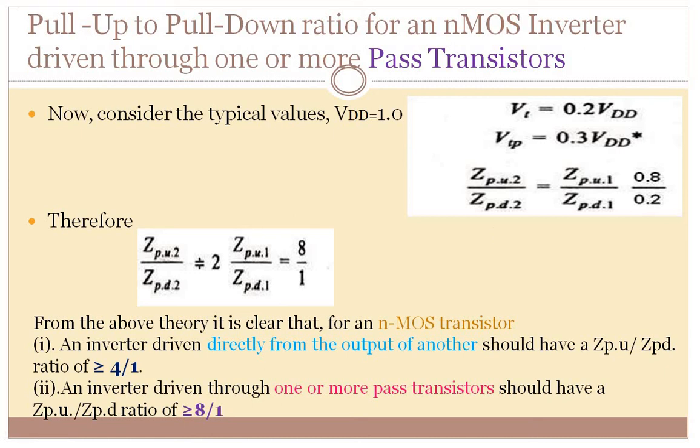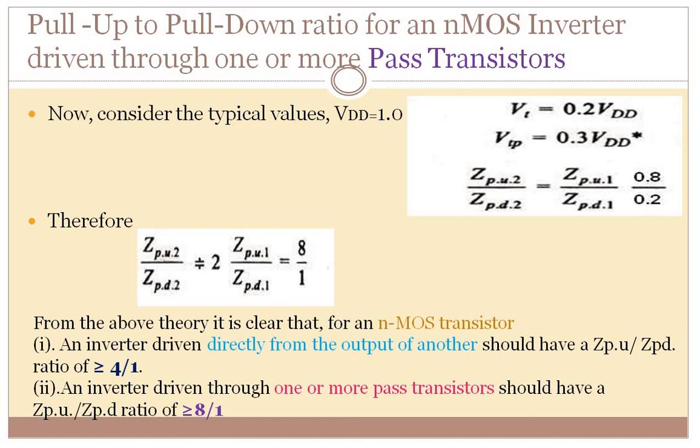From the above theory, it is clear that for an nMOS inverter, if an inverter is driven directly from the output of another inverter, then the ratio will be greater than or equal to 4 divided by 1. This ratio we found in the last class. When one nMOS inverter is driven through one more nMOS inverter, the ratio should be equal to or greater than 4 by 1. In case your inverter is driven through one or more pass transistors, then the ratio should be greater than or equal to 8 divided by 1. So the pull up to pull down ratio for an nMOS inverter driven through one or more pass transistors is 8 divided by 1, and if driven through another inverter, the ratio should be 4 divided by 1.